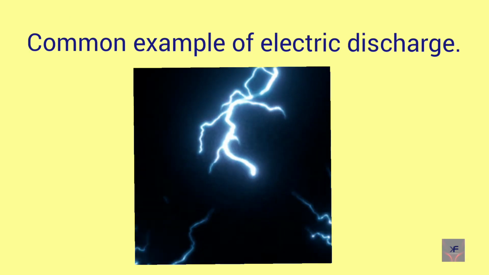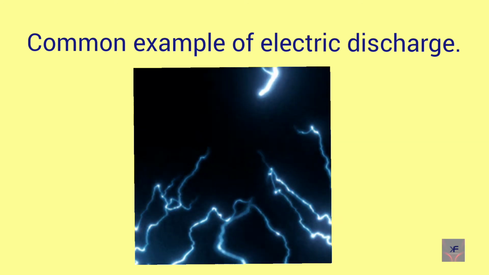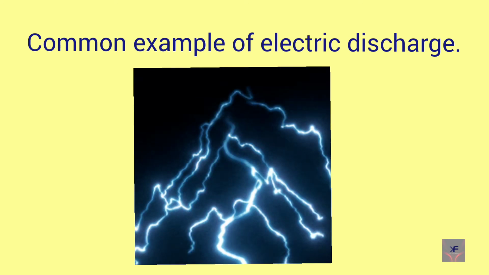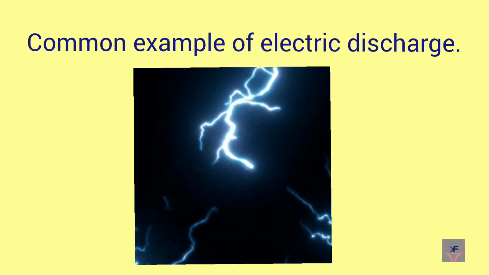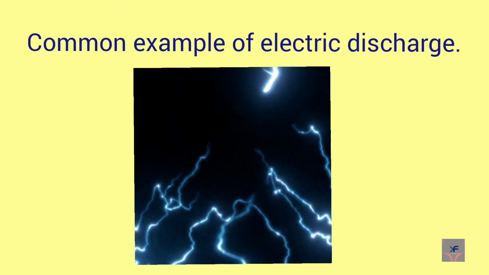A common example of electric discharge is the lightning, which occurs during thunderstorms. For as the lightning cometh out of the east, and shineth even unto the west.